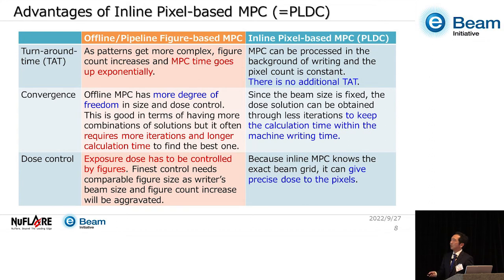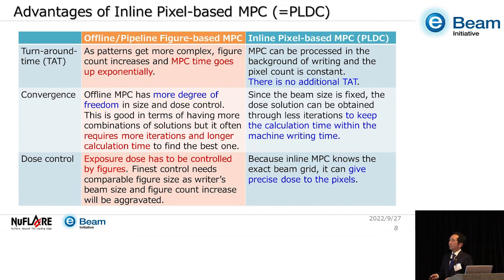And here the comparison of offline figure-based MPC versus inline pixel-based PLDC. As pattern gets complex, figure count increases, similar as the shot count increase of VSB writer, MPC time may go up very long. But inline case, MPC can be processed in the background of writing, and pixel count is constant, so there is no additional TAT. And about convergence, offline MPC may have more degree of freedom in size and dose control.